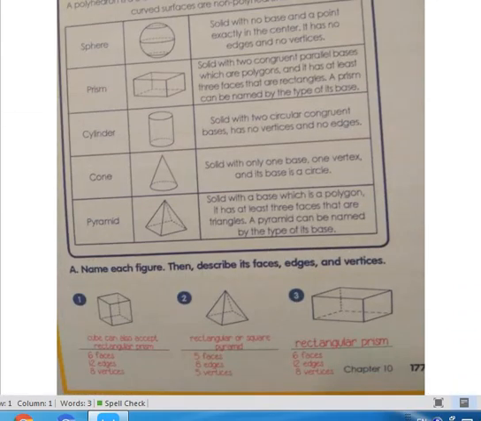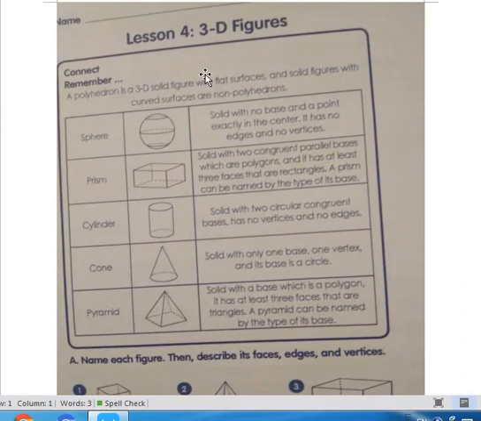Okay, here I have the 3D figures. Do you remember the 3D figures? A polyhedron is a 3D solid figure with flat surfaces, and solid figures with curved surfaces are non-polyhedrons. I have here a sphere, a solid with no base and a point exactly in the center. It has no edges and no vertices.